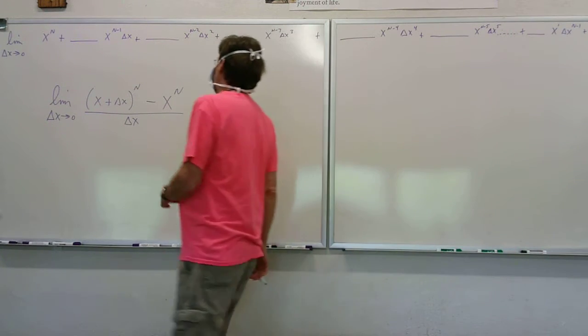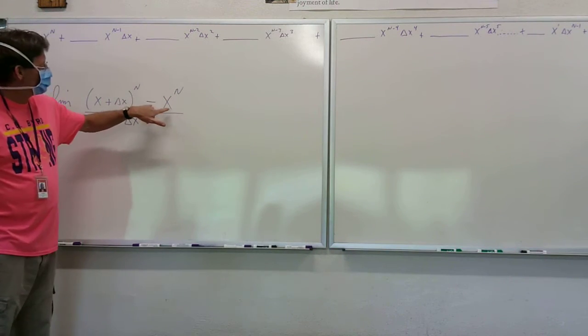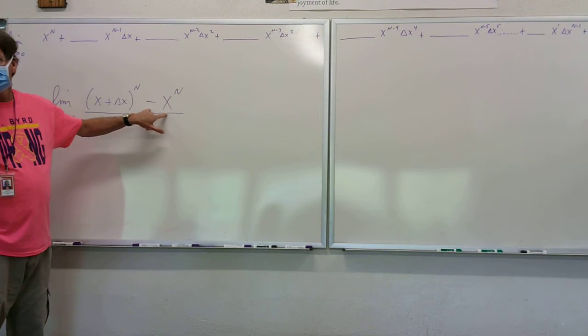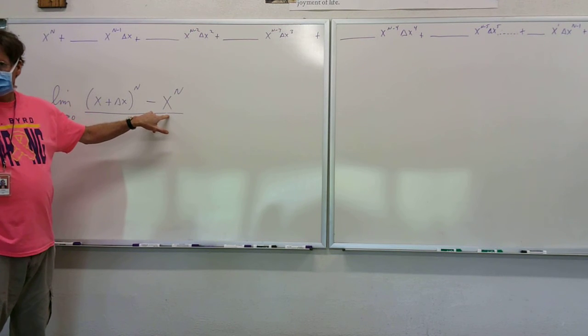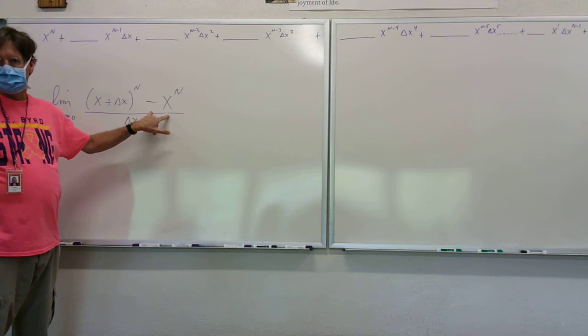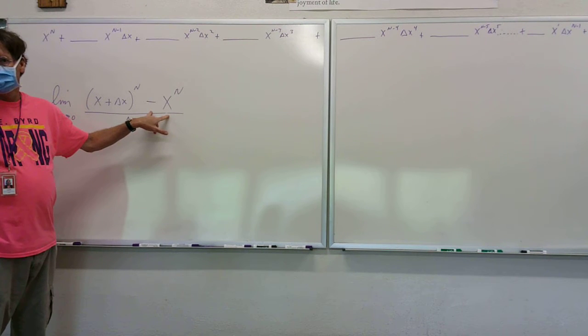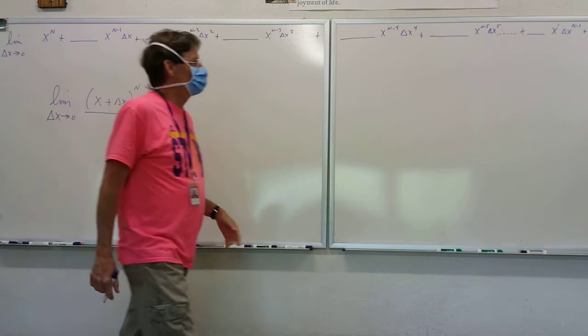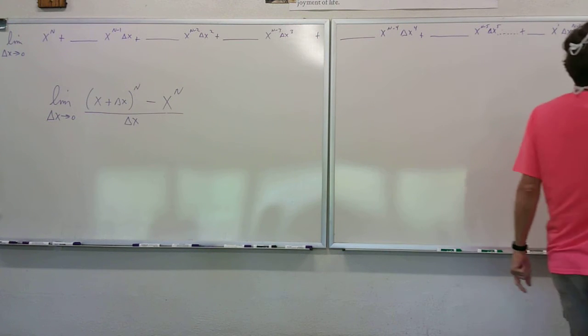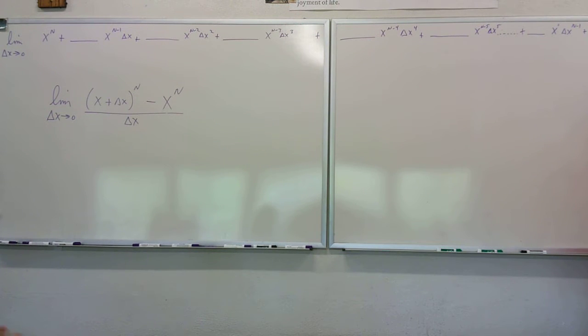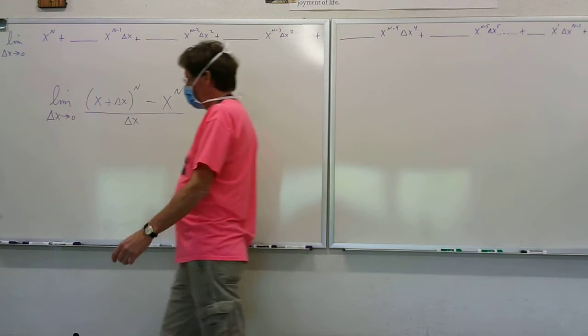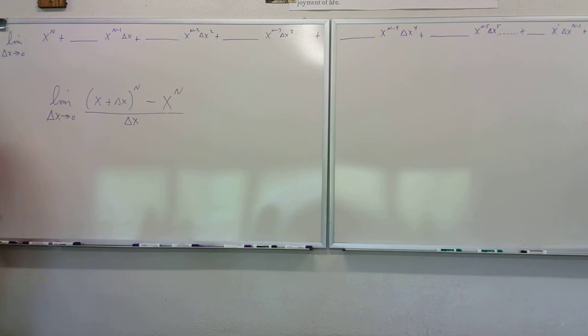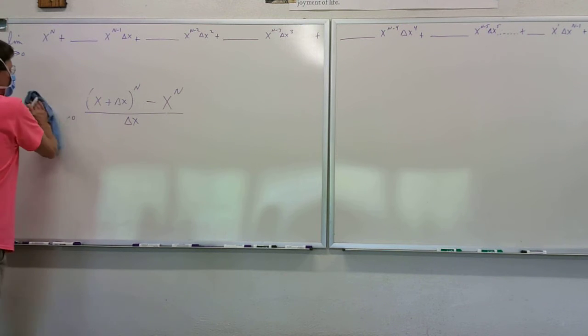And notice what is stuck out on the end after you do the binomial expansion. Minus x to the n. All right, I hadn't put it out there yet, have I? Yeah, see Miss Carson there going, well, I don't see it out there. Minus x to the n. And all of that is over delta x.